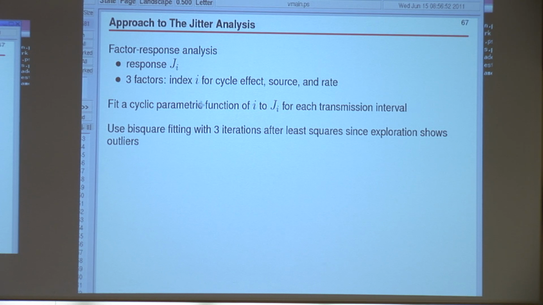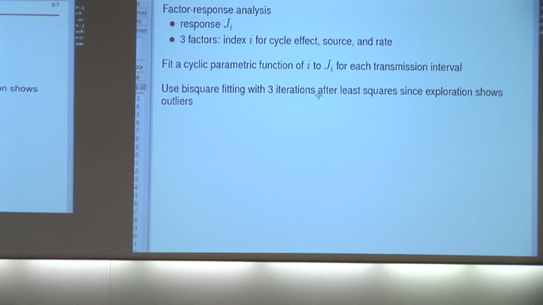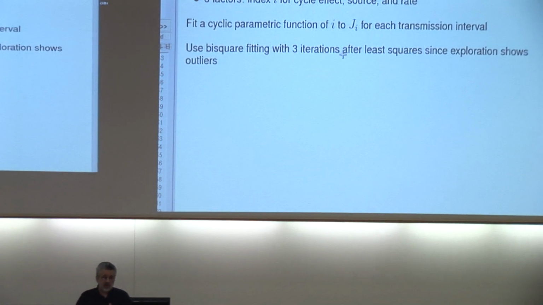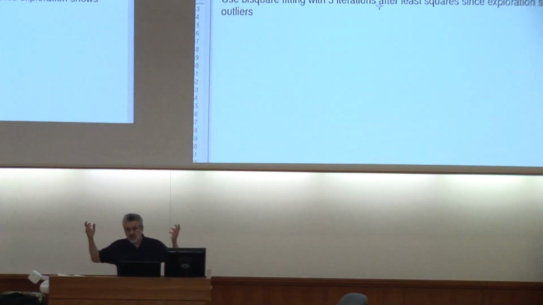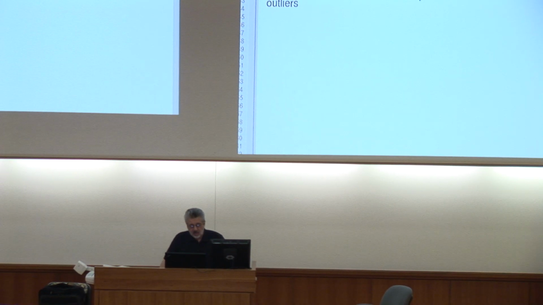All right, so what we did was fit a cyclic parametric function of i to each jitter value, j sub i, for each transmission interval. And then we used bi-square fitting, because in doing some other exploratory plots it looked like there were a number of outliers. It wasn't too bad, but we figured, what the heck? Just use the bi-square. We use it because we can, and it's a bit safer.